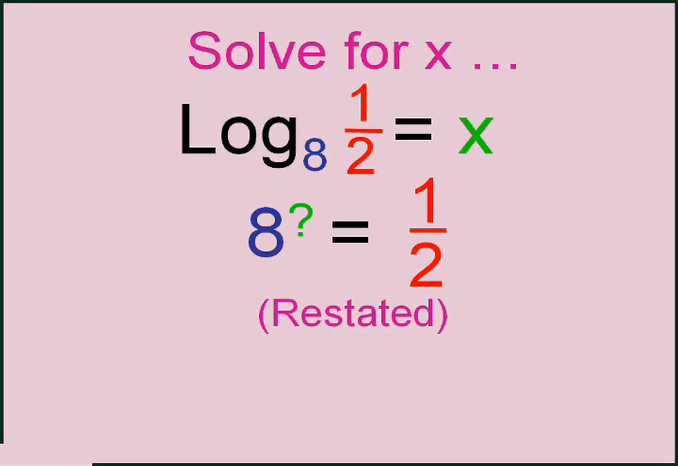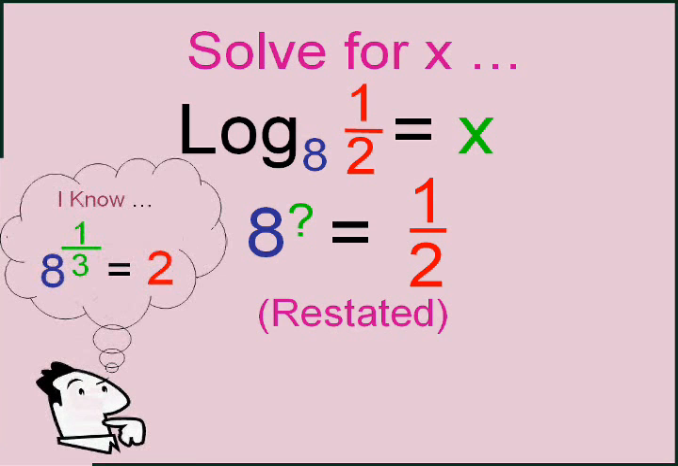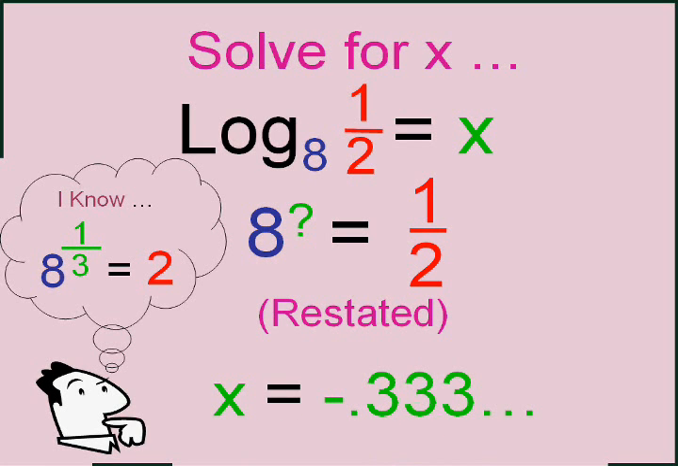Well, let's get from 8 to 2 first. 8 to the 1/3 is 2. The cube root of 8 is 2. Well, we don't want 2, do we? We want 1 over 2. So our answer is the reciprocal of that. So our final answer is negative 1/3. Got it? It could even be negative 0.3333, because that's what negative 1/3 is, isn't it? Okay, we've got to relax our minds here.